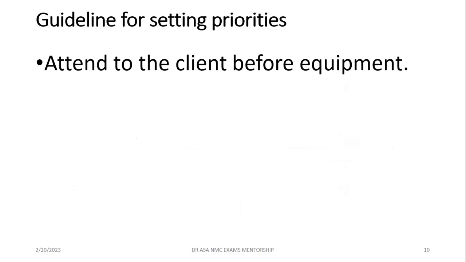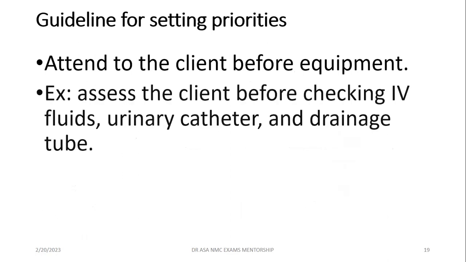Now, always remember that client comes before equipment. So in prioritization, some of the answers are talking about equipment, change the IV line, or do this. Meanwhile, there are certain things that are so directed about the client. Talk about the client first. Attend to the client before you attend to the equipment. So client before the equipment. Assess the client before checking the IV fluids, for example, or looking at the catheter, or looking at the drainage tube, or the content of the drainage bag.